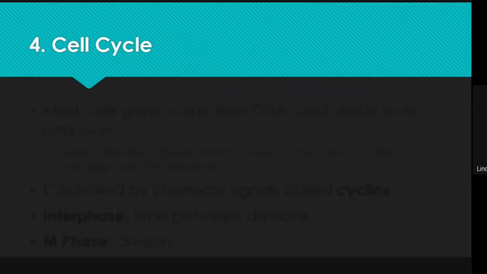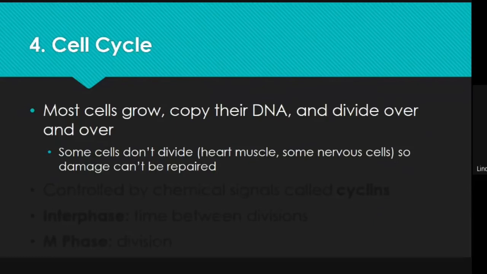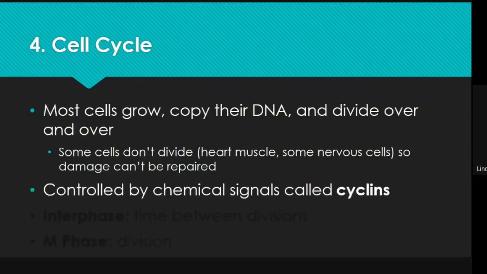4, cell cycle. So most cells grow, copy DNA, and divide over and over and over again until they reach an endpoint, until they reach the end of their lives. Now, there are some cells that don't divide regularly or at all. Heart muscle and some nervous cells are great examples. That's why if you suffer a heart attack or a stroke, you really don't repair that tissue because there's not a lot of regrowth going on.